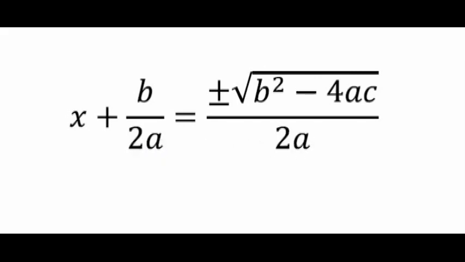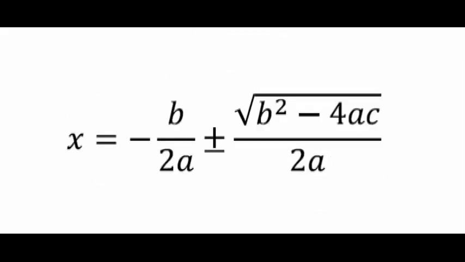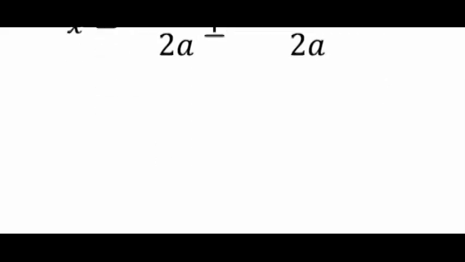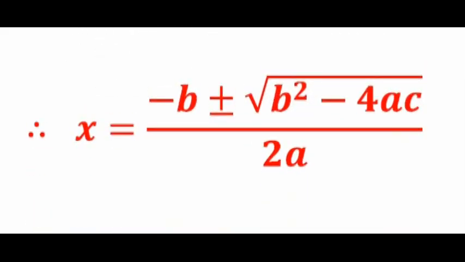Okay, so pulling the constant term over to the right-hand side, we have negative b over 2a plus and minus the square root of b squared minus 4ac all over 2a. And our final step is to combine these two, since we do have a common denominator, and therefore we're left with the famous quadratic formula. x is equal to negative b plus and minus the square root of b squared minus 4ac all over 2a.